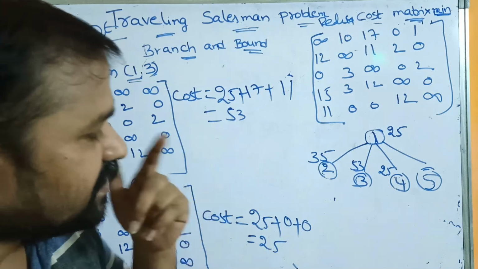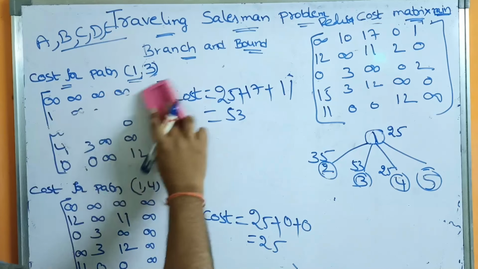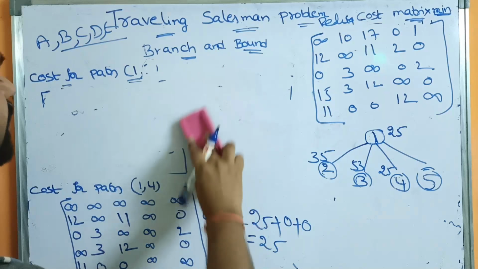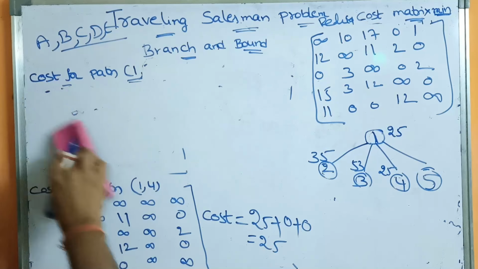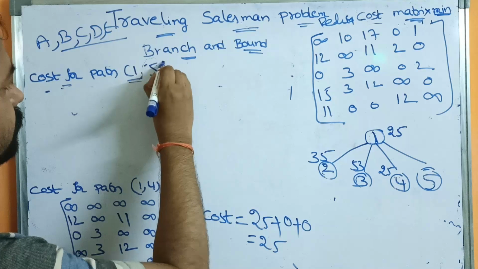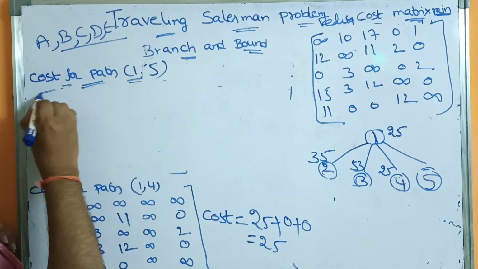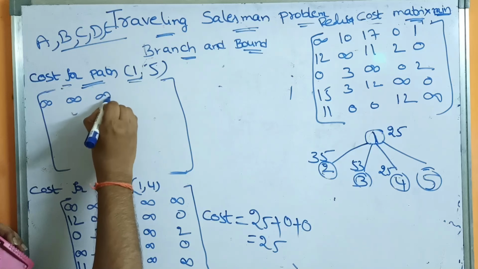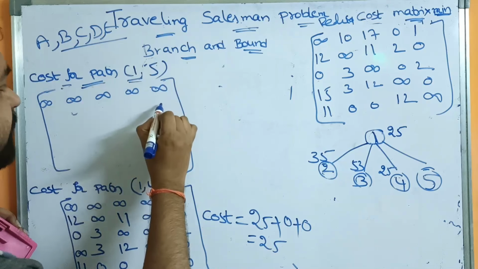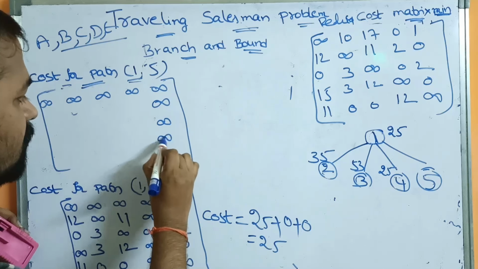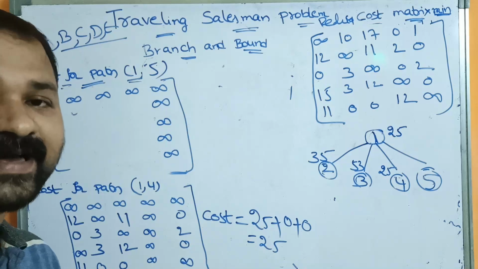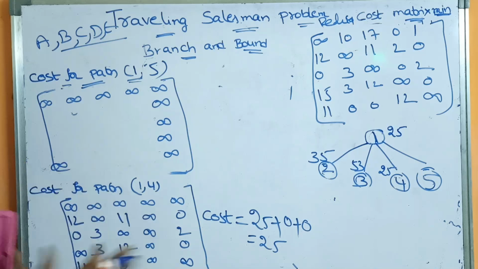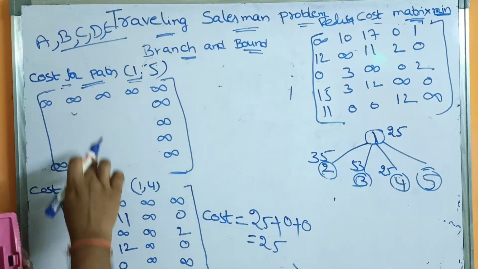Now let us find out the cost from 1 to 5. So cost for the path 1 comma 5. We have to change all the entries of first row to infinity, as well as fifth column to infinity. As well as we have to make j comma 1 to infinity. Here j means 5. So 5 comma 1 means what? Fifth row first cell.